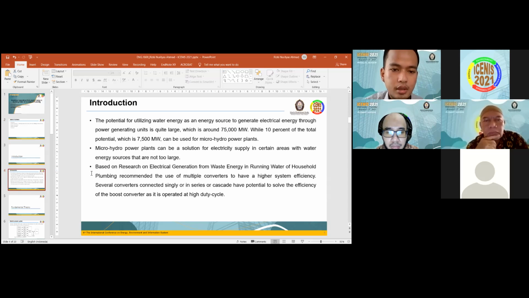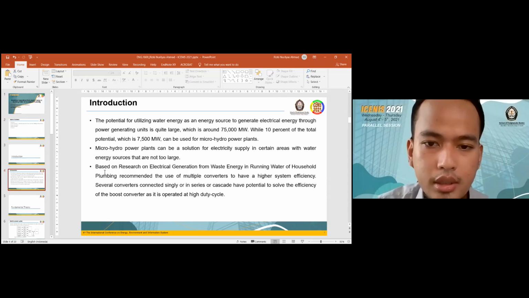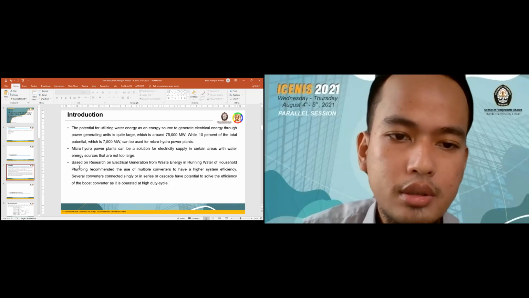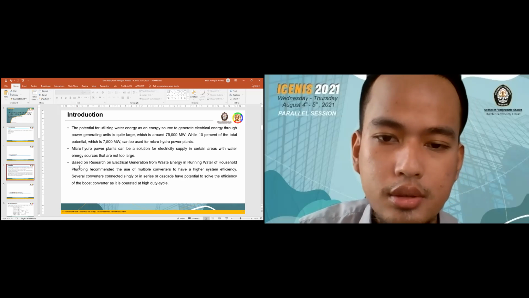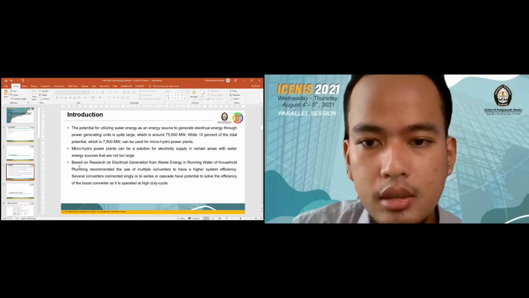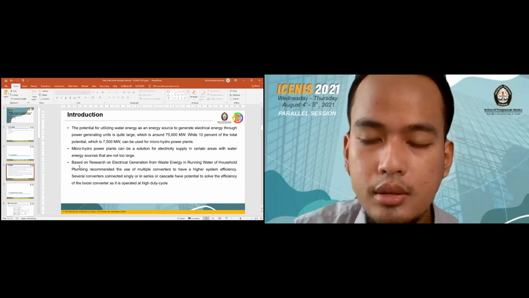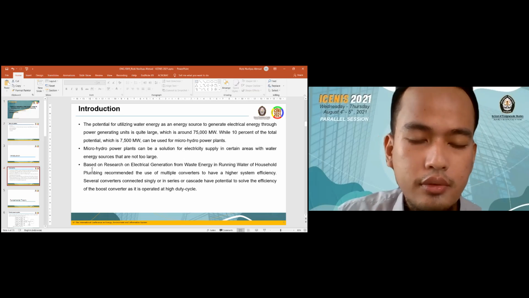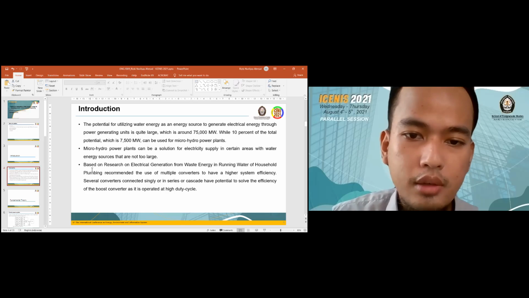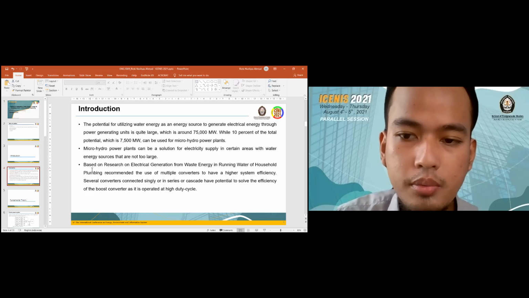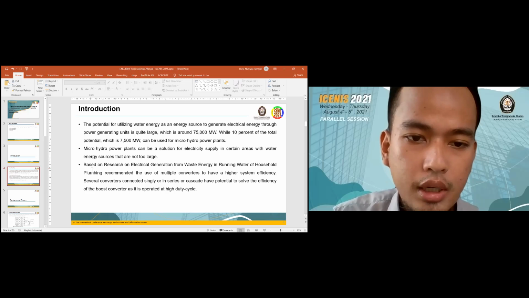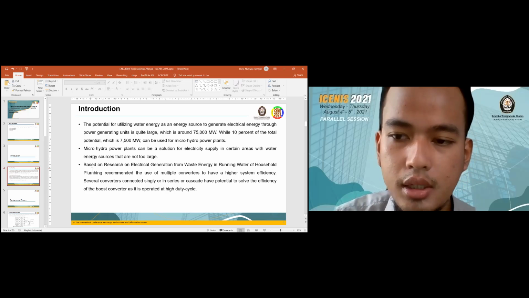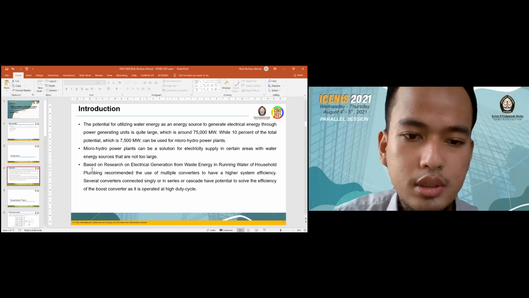In the introduction, the potential for utilizing water energy as an energy source to generate electrical energy through power generating units is quite large, around 75,000 megawatt, while 10% of the total potential, which is 7,500 megawatt, can be used for micro-hydro power plants. Micro-hydro power plants can be a solution for electricity supply in certain areas with water energy sources that are not too large.